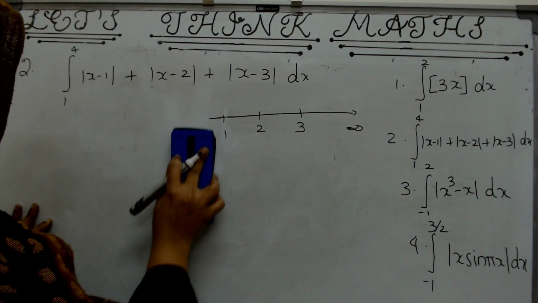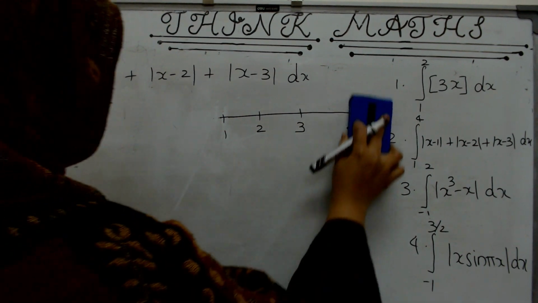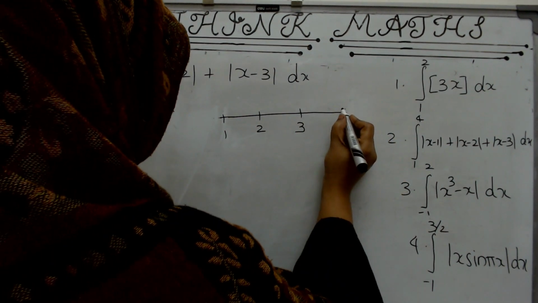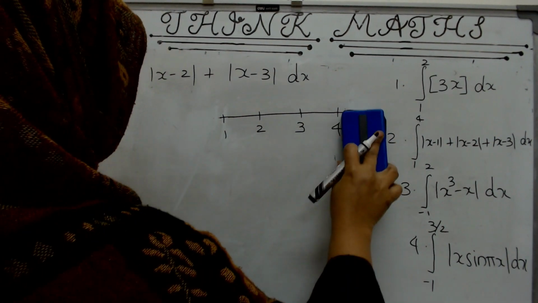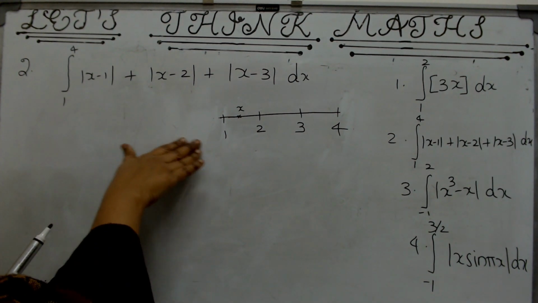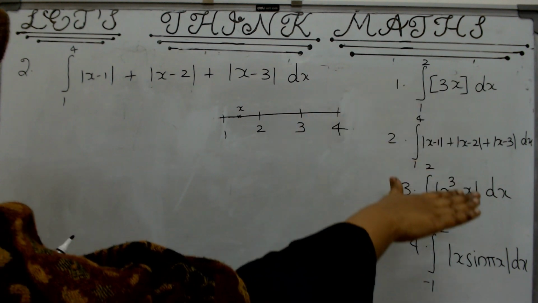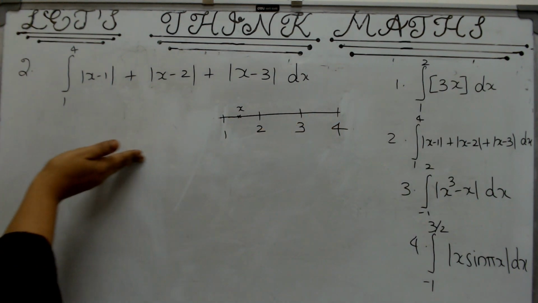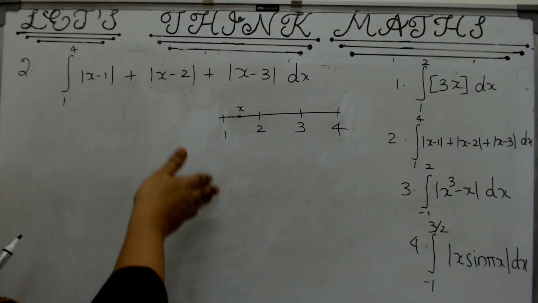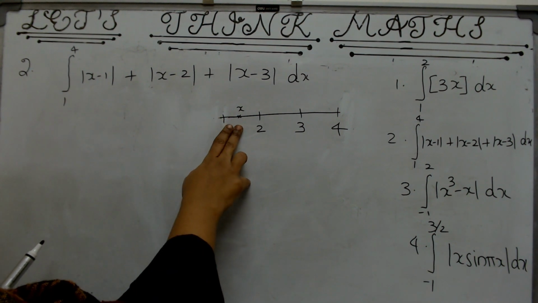So the good news is we don't need this. We will just write a 4 here. There, done. Now about the number line. As you go towards the right, the values become higher and higher. As you come towards the left, the values become lower and lower. So what do you have here?